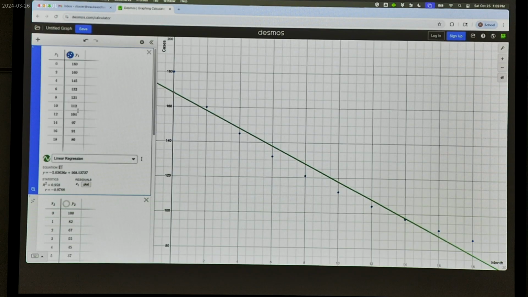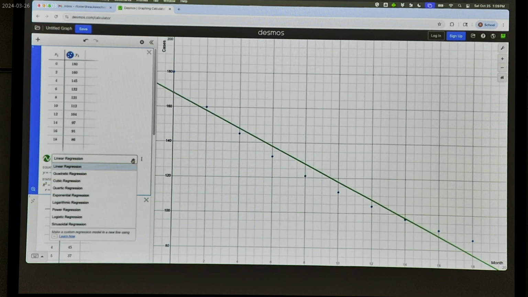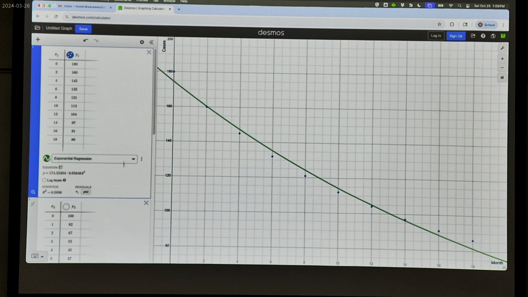So question 1, we have a linear one. That ain't bad, but I want the exponential one. So there we go. We have 174.55, and it looks like we've got just a little over a 4% decay rate. Looking at the equation, 174 times 0.958 raised to the x power. So, all right, that's pretty good.